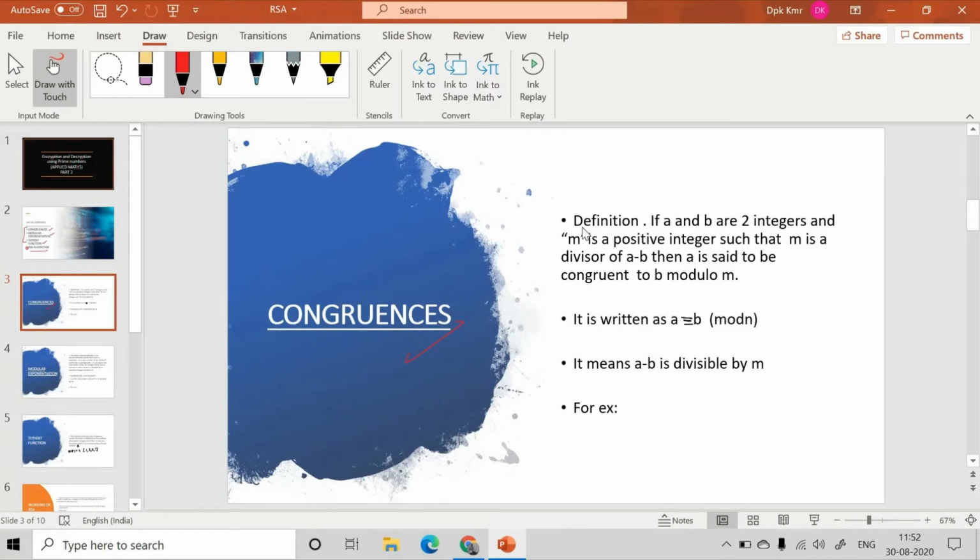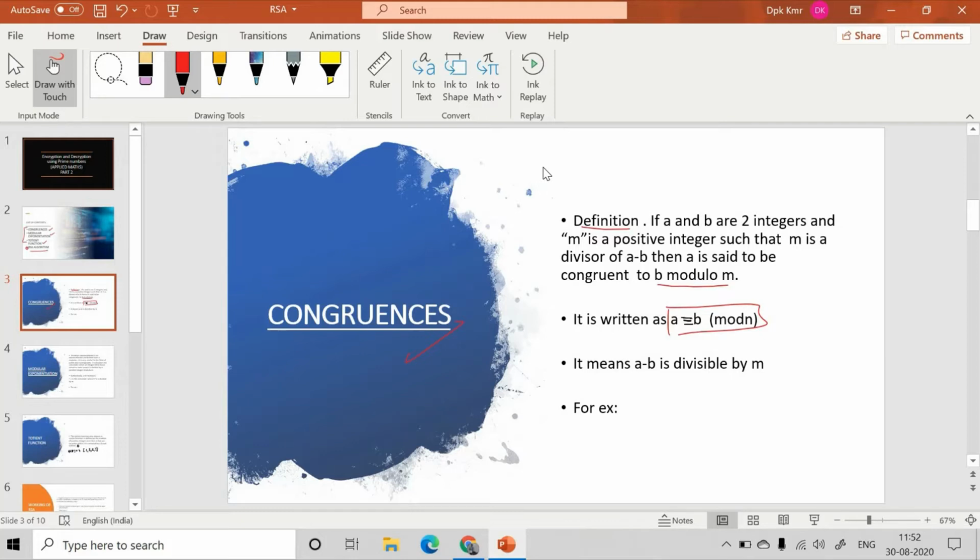Okay, so let's study the definition first. If a and b are two integers and m is a positive integer such that m is a divisor of a minus b, then a is said to be congruent to b modulo m. Okay, so this went over your head, right?